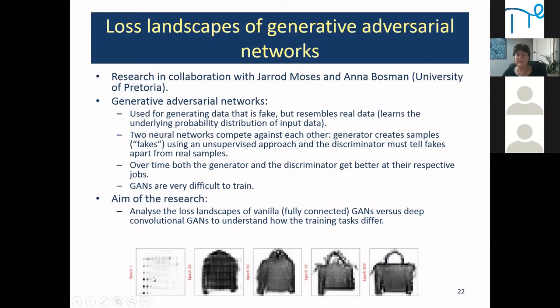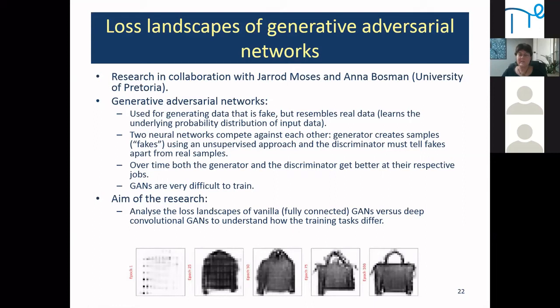It's output from what we call the generator of the GAN. Let's just say GAN for generative adversarial networks. It generates an image. It starts off by generating a pure random image, and over time, it's able to generate something that looks like a handbag. And it only does that by getting feedback from another neural network called the discriminator, whose job it is to tell the fakes from the real ones.